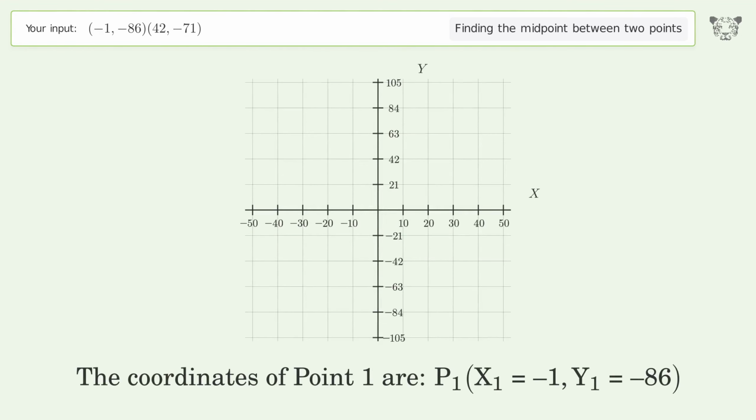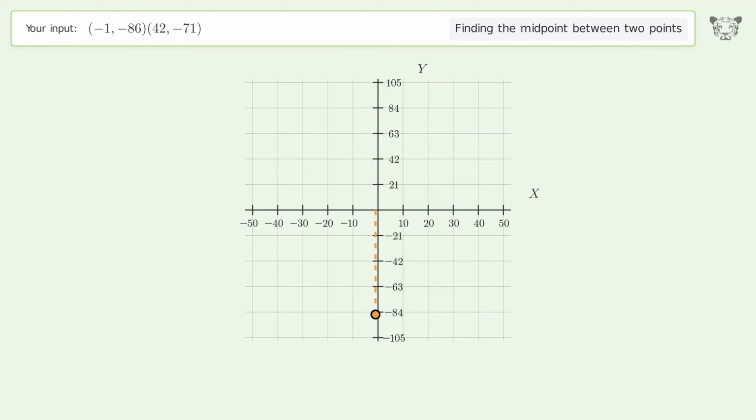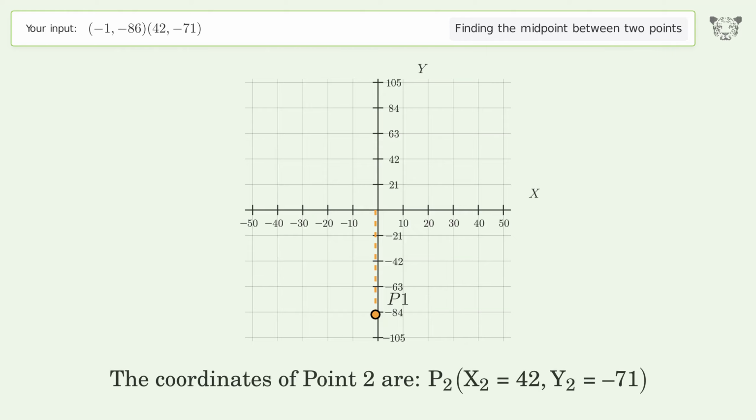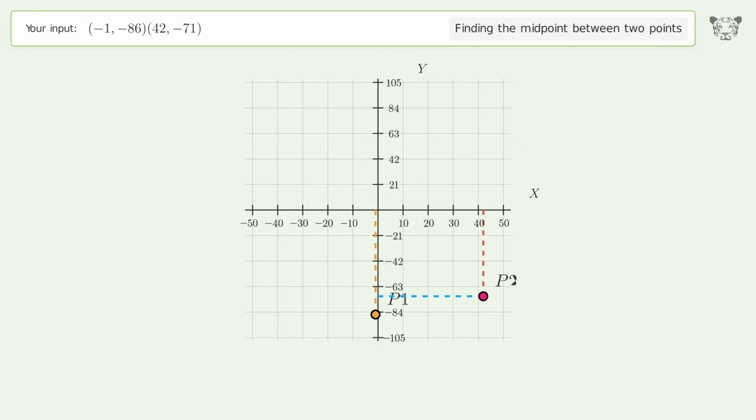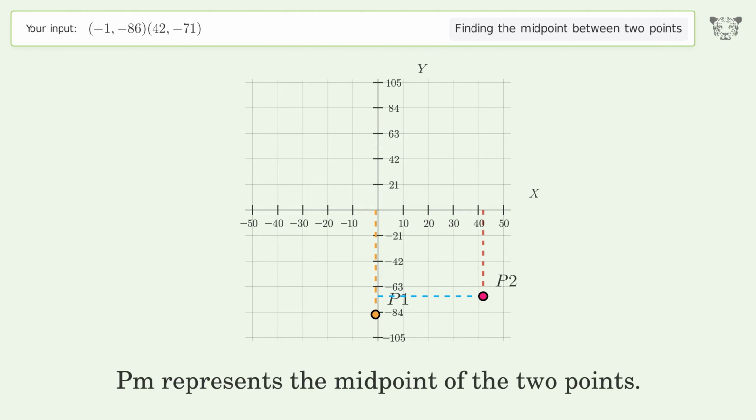The coordinates of point 1 are, x1 equals negative 1, y1 equals negative 86. The coordinates of point 2 are, x2 equals 42, y2 equals negative 71. PM represents the midpoint of the 2 points.